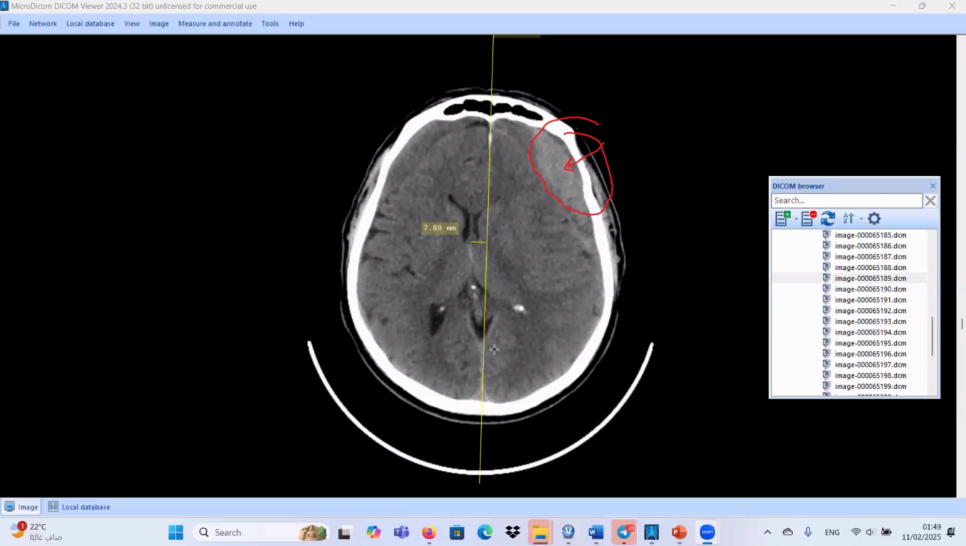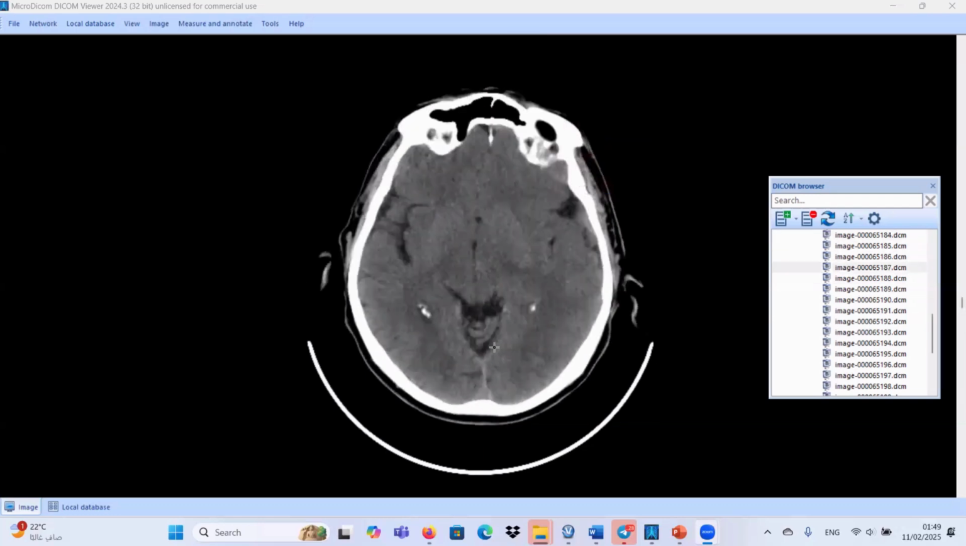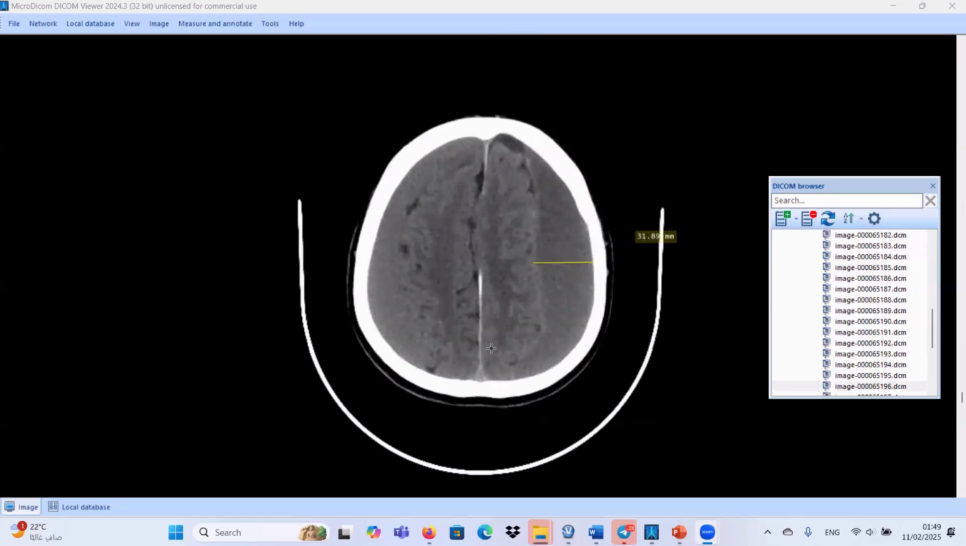This is the acute one. And if we go up, this is the chronic blood density. So we have different blood densities. On the right side, subacute subdural hematoma. On the left side, acute on top of chronic subdural hematomas.